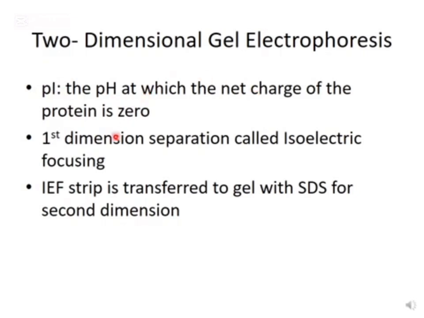So the first dimension of separation in 2D gel electrophoresis is called isoelectric focusing. The second part is electrophoresis. So an isoelectric focusing strip, after the proteins are separated based on their charge, is transferred to a gel with SDS for the second dimension, which is electrophoresis.